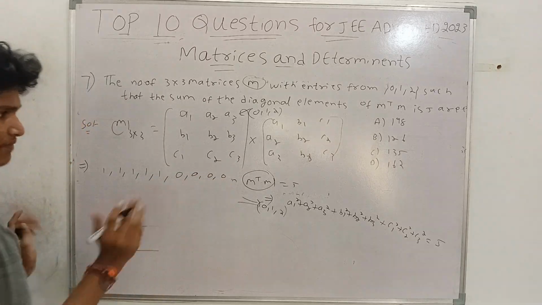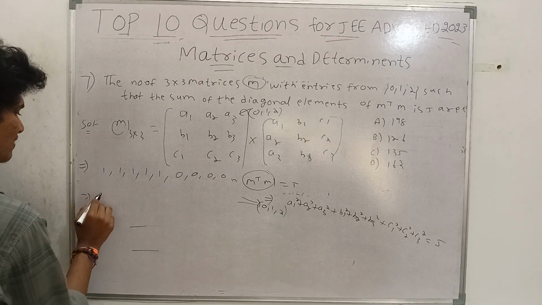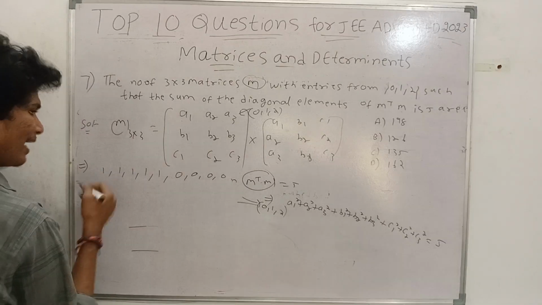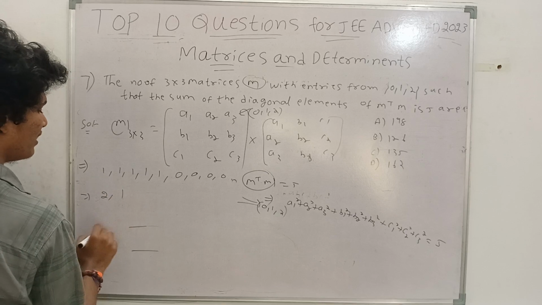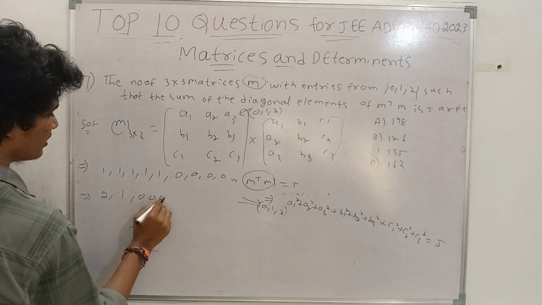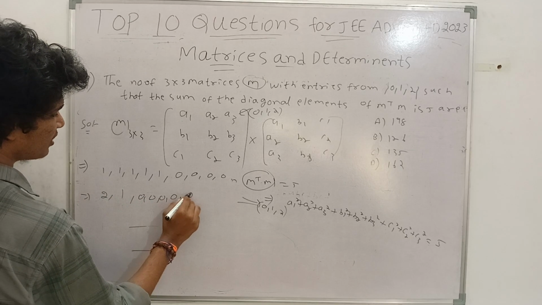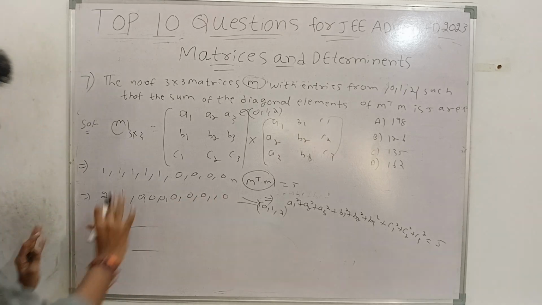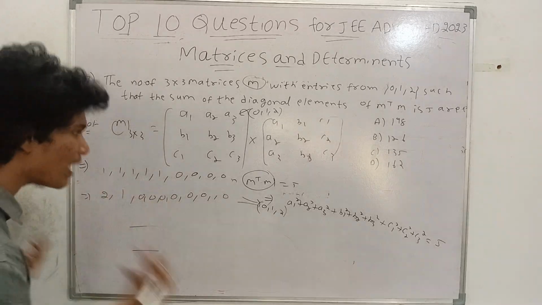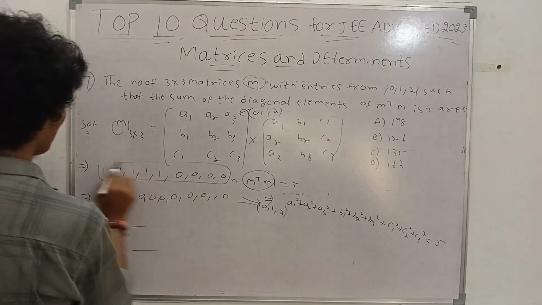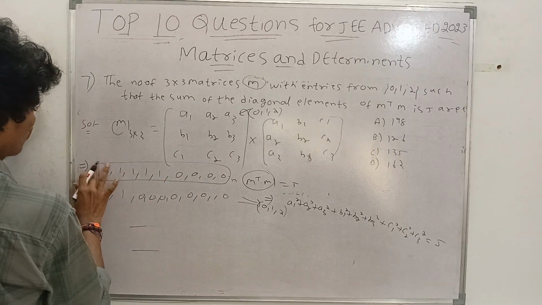I can consider this as one case, and another case where 2 is taken and the remaining entries are 1, 0, 0, 0, 0, 0, 0, 0. These are the two cases. These are the entries. Now we have to arrange these things. First of all, these things.